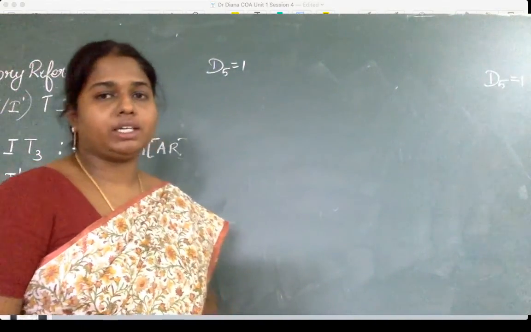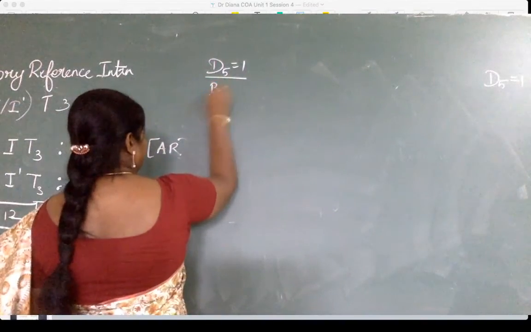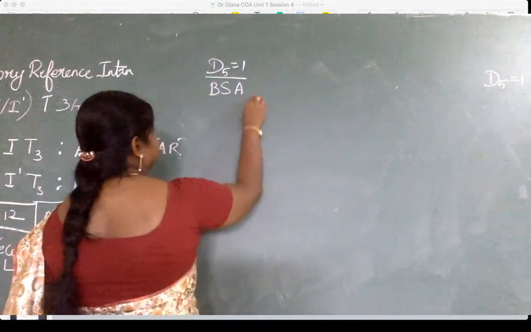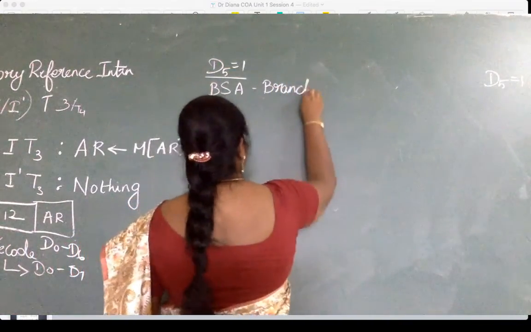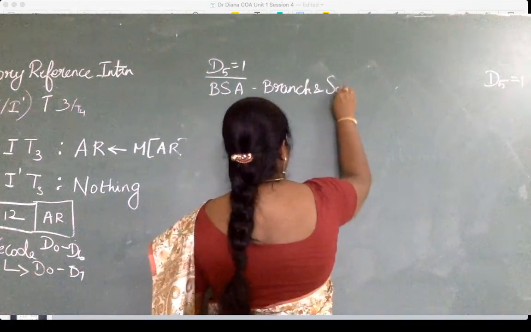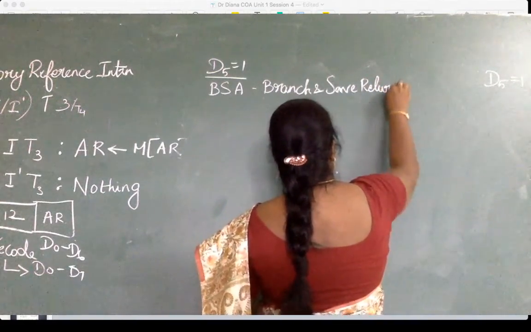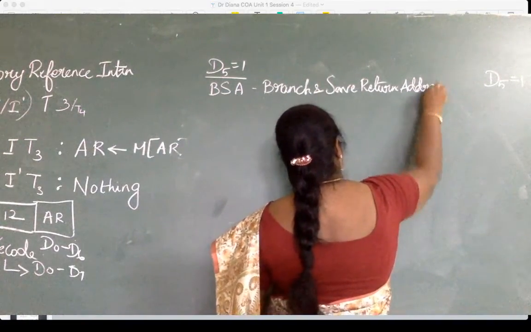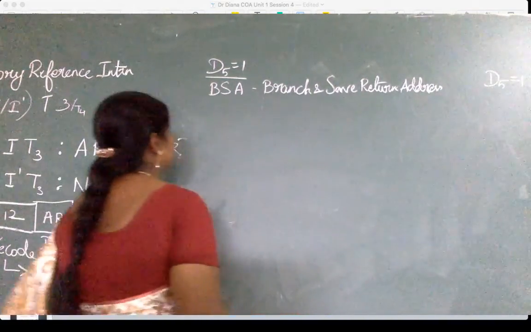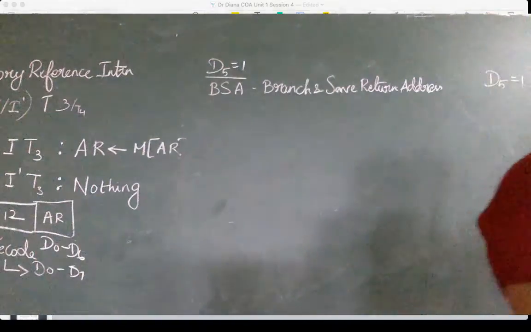D5 equal to 1 indicates an instruction called BSA, Branch and save return address. Branch and save return address.